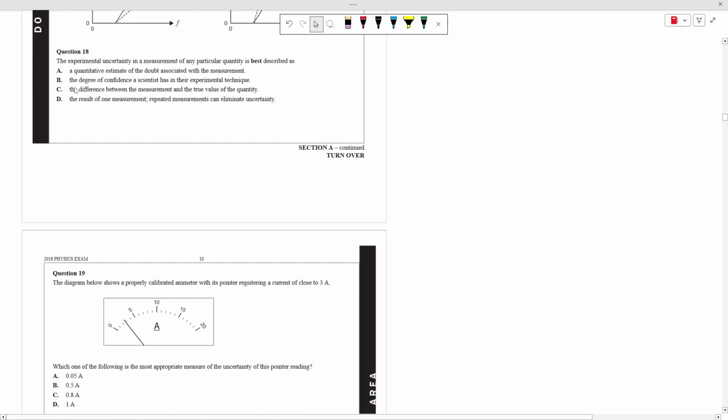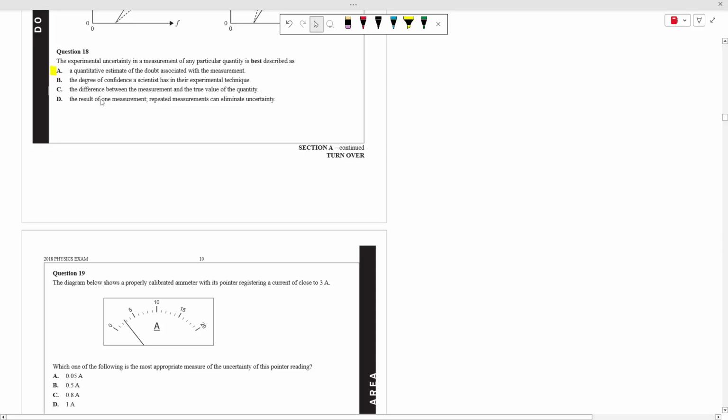Question 18. The experimental uncertainty in a measurement of any particular quantity is best described as a quantitative estimate of the doubt associated with the measurement. That sounds good. I'm going to just put a mark there for now. Let's read the other ones though. The degree of confidence a scientist has in their experimental technique. No, I like A better. The difference between the measurement and the true value of the quantity.